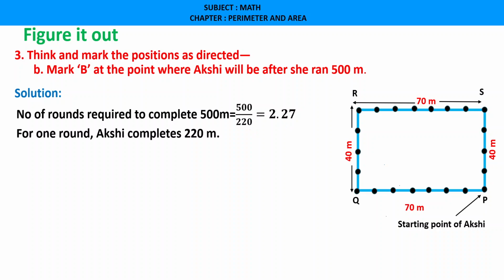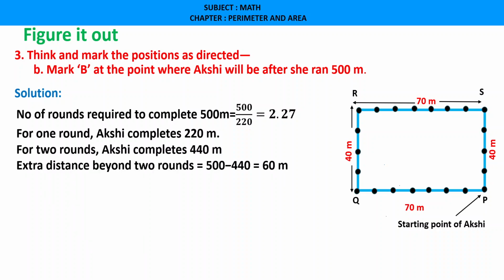So, for one round Akshi completes 220 meters. For 2 rounds she completes 440 meters. The extra distance beyond 2 rounds is 500 minus 440, because she needs to complete 500 meters, but with 2 rounds she can complete only 440 meters. She still needs to cover 60 meters. So once she reaches here, again 60 meters: 10 meters, next 20, 30, 40, 50, 60.